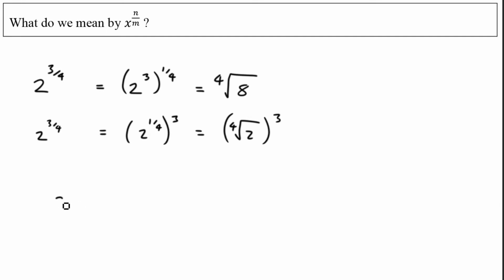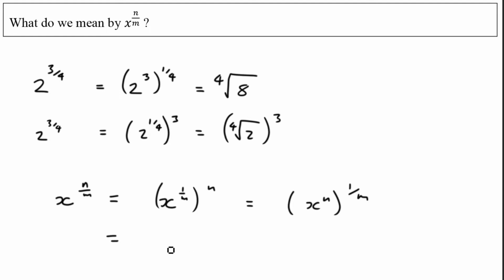In general then, what do we mean by x to the n over m? It could either be x to the 1 over m, to the n, or it could be x to the n, to the 1 over m, and it may be better to write these as either the mth root of x to the power n, or x to the power n, and then we take the mth root.